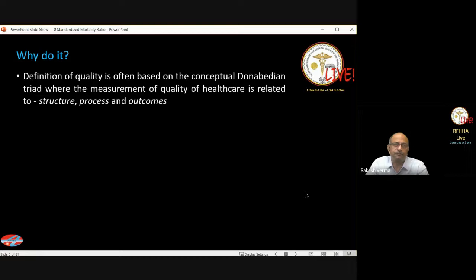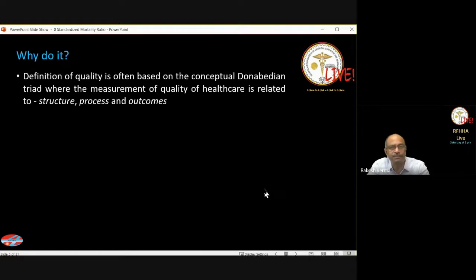So the question comes, why should we do this at all? I mean, if we are providing very good care in the ICU and we are happy with it, then why should we measure the performance? The definition of quality is often based on the conceptual Donabedian triad, and people who are in administration and people who are associated with quality systems would know that this is called the Donabedian triad. And the Donabedian triad has three things called structure, process, and outcomes.